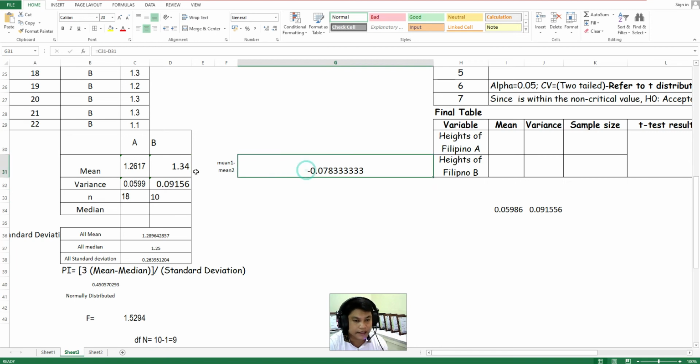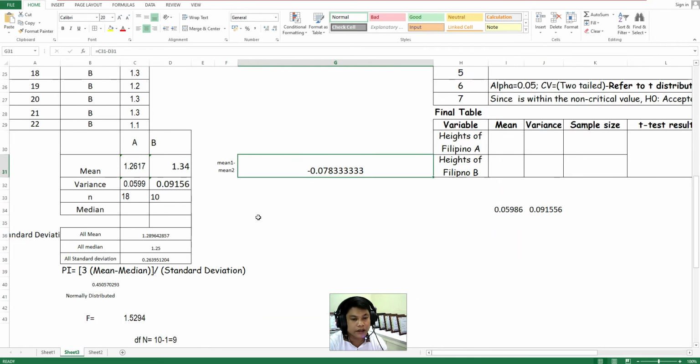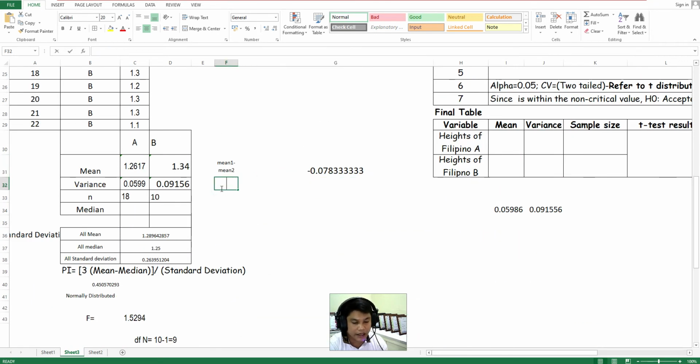Okay, next is, based on the formula for equal variance, you still have to get first n1 minus 1 times the variance, then plus n2 minus 1 times the second variance, then divide it by n1 plus n2 minus 2. So we will first get n1 minus 1 times, say, variance of group 1 or group A.